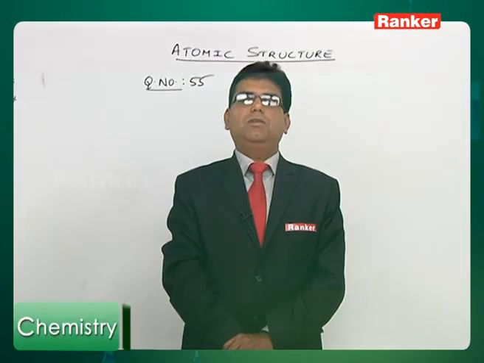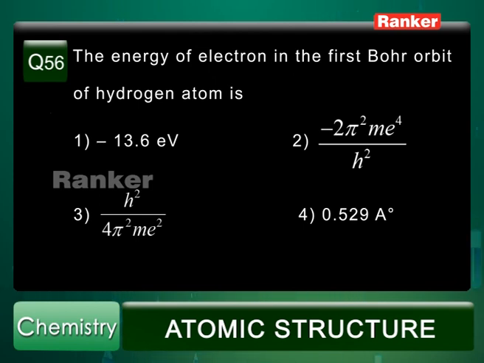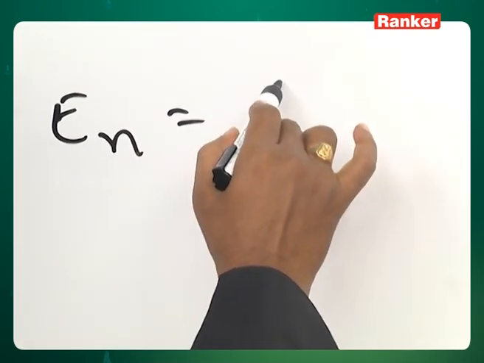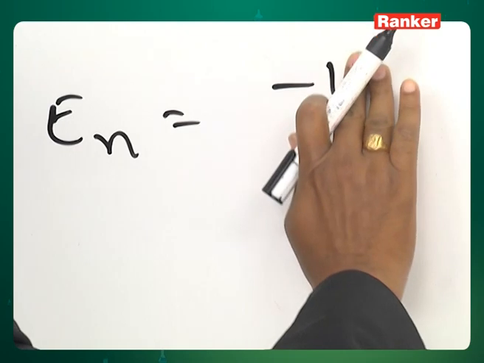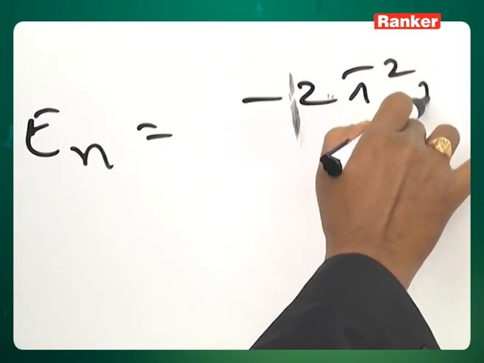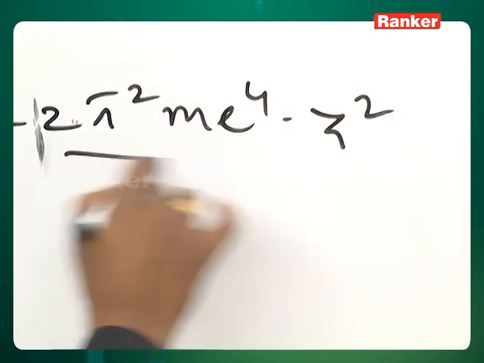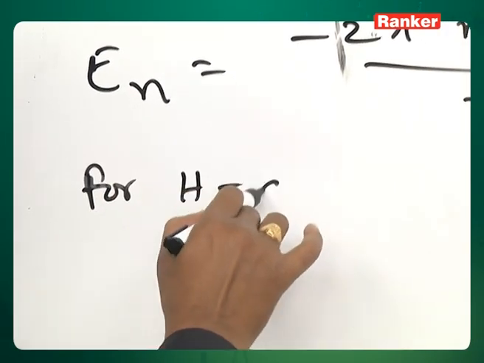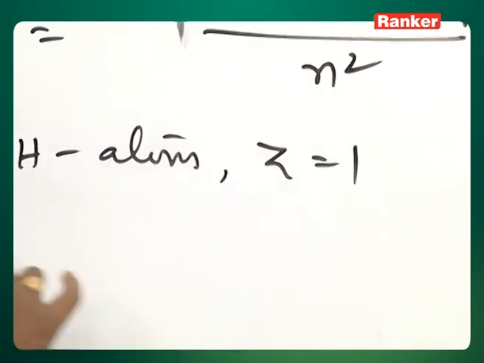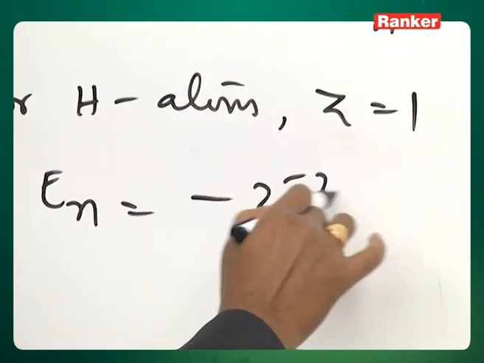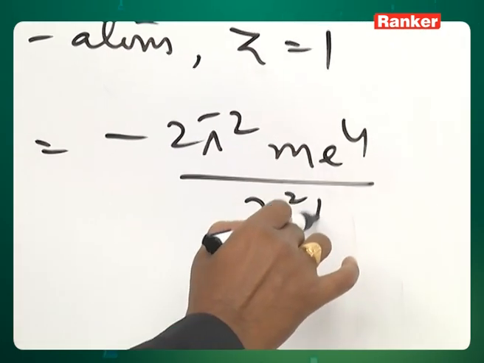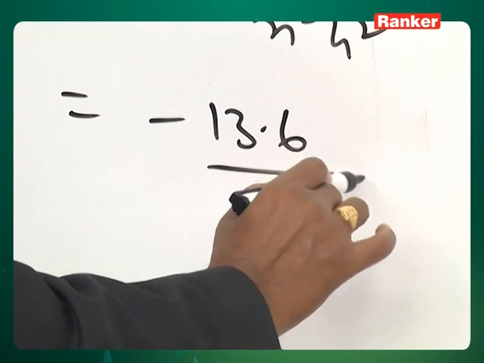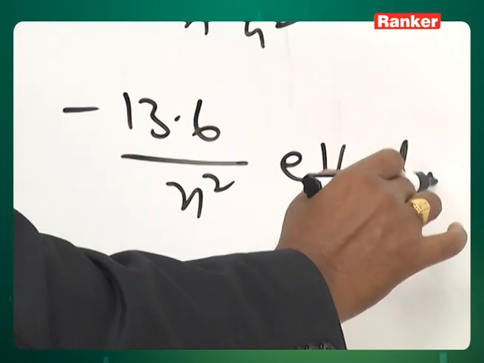Now, let's move on to question number 56. The energy of electron in the first Bohr orbit of hydrogen atom. First, for an nth orbit, it is minus 2 pi square m e power 4 into z square by n square h square. Where for hydrogen atom, z is equal to 1. So, En is equal to minus 2 pi square m e power 4 by n square h square, and if you substitute these values, we will get minus 13.6 by n square electron volt per atom.